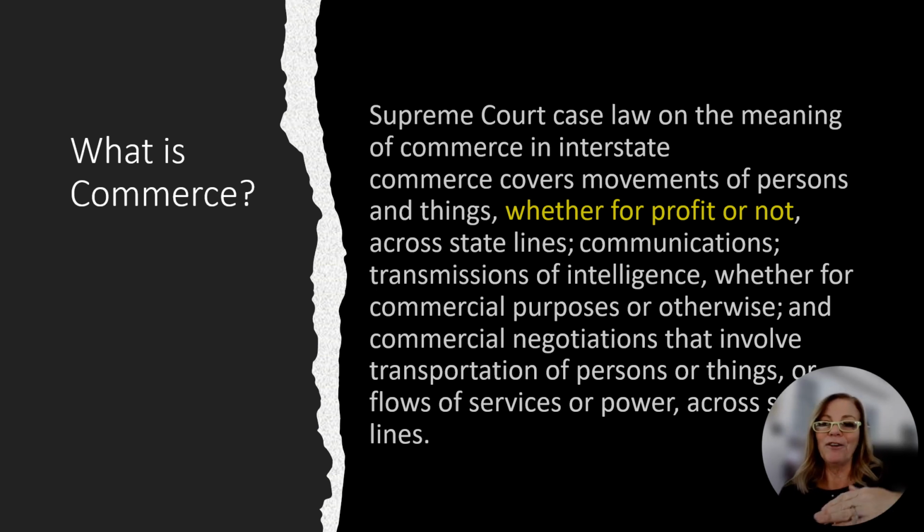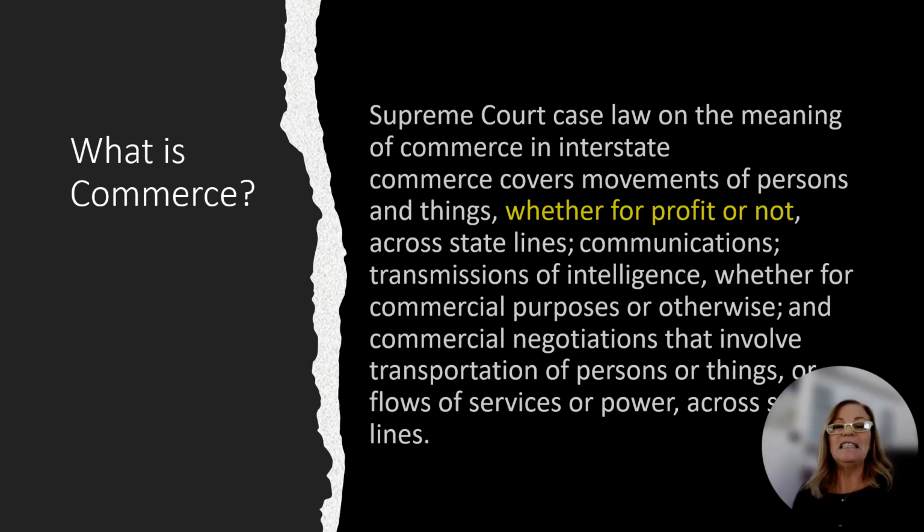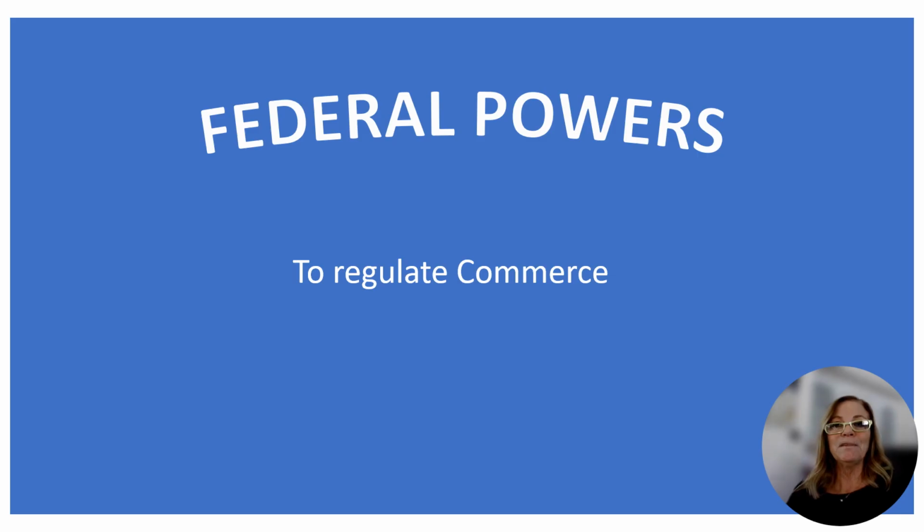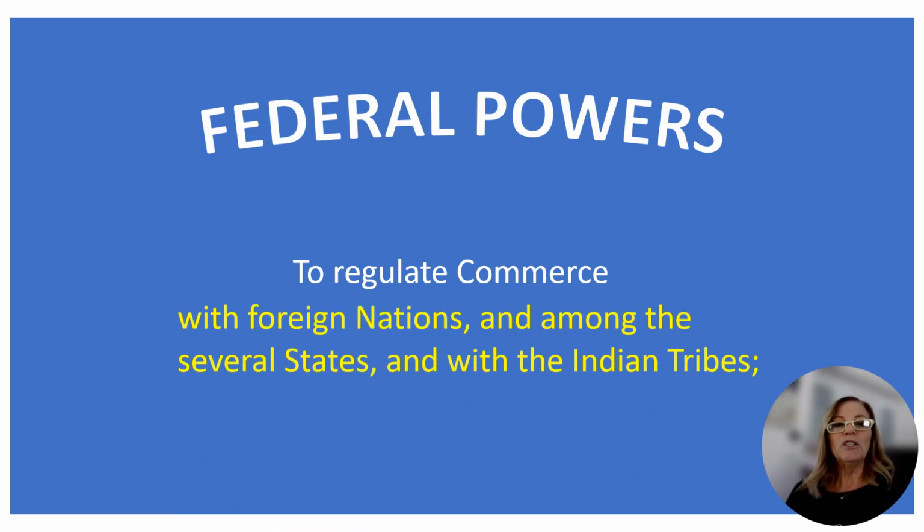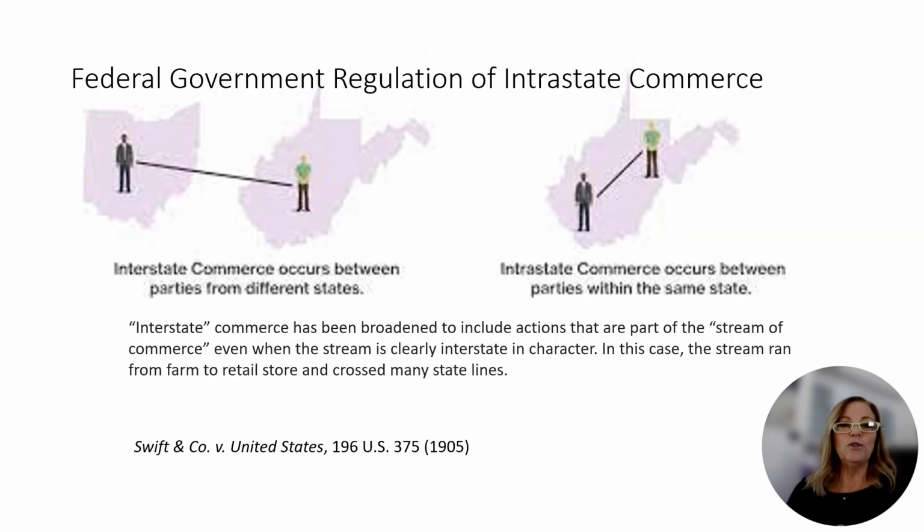So that is how the federal government has even expanded it more, because we're talking about things that don't even have to be a profit. They have defined those as commerce. So they can regulate commerce with foreign nations and among the several states. What the Constitution is basically saying is that interstate commerce occurs between parties from different states. That's what "among the states" should mean, the different states. Intrastate is between parties within the same state.